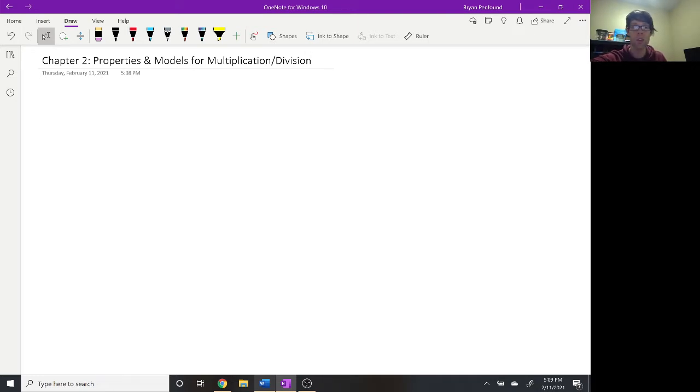So we can look at our three big properties, which are associativity, commutativity, and closure. And we're going to see that multiplication is quite nice and division is quite not nice, very similar to addition and subtraction. So we're going to start with properties, and let's talk multiplication first.